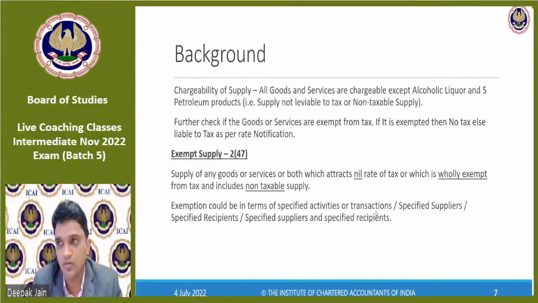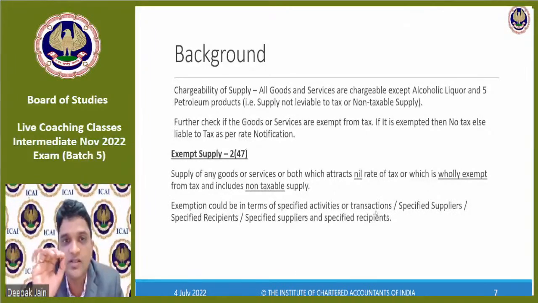Anything we do, a supply of goods, trading of goods, or hiring of goods, all of that is chargeable as supply, because supply includes those 8 definitions of goods and services. So sale, barter, exchange, license, lease, rental, all of that of goods or services is covered, except alcoholic liquor for human consumption and 5 petroleum products, which means that supply is not leviable to tax. That is, supply not leviable to tax or non-taxable supply. On alcoholic liquor, it is not leviable to tax, and on these 5 petroleum products, it is non-taxable supply.